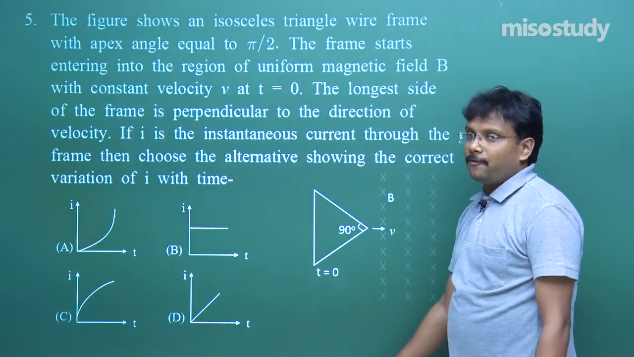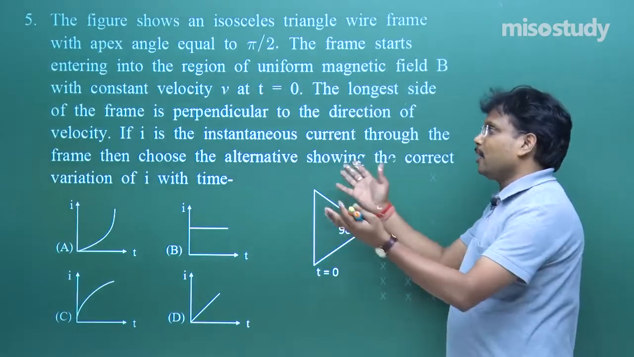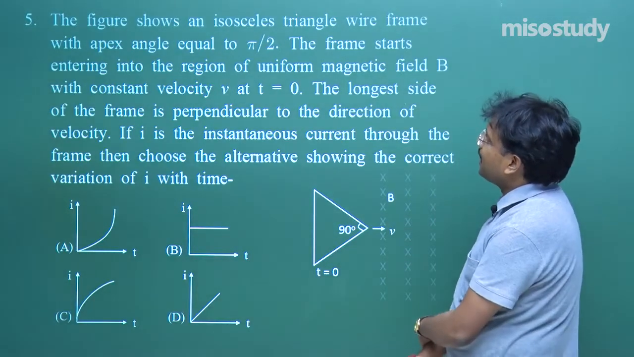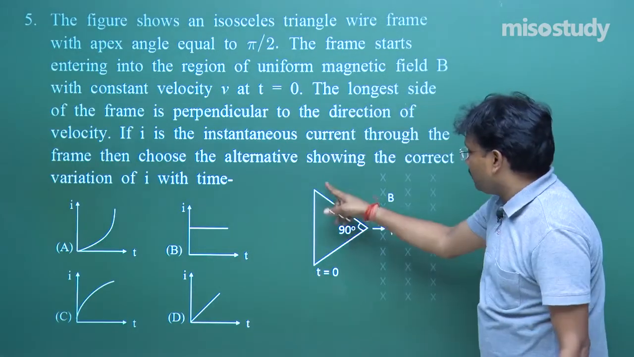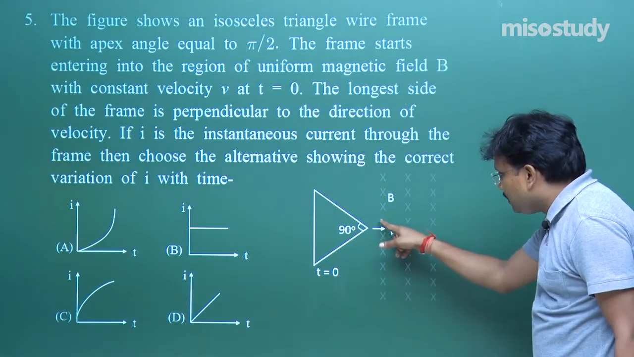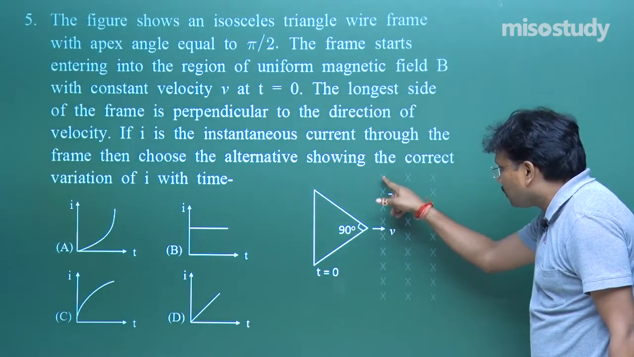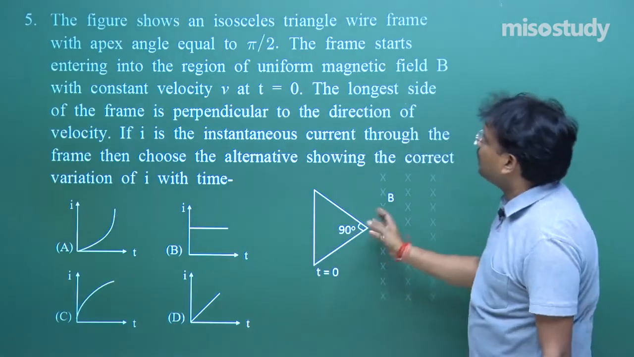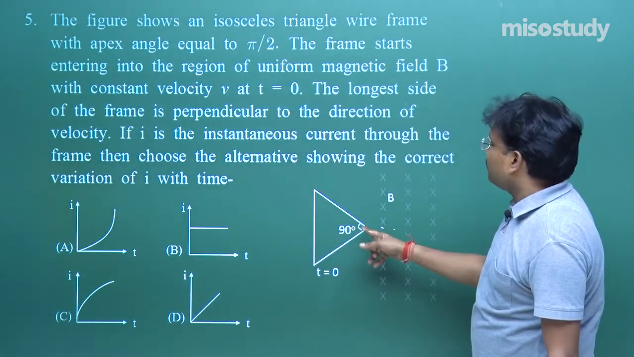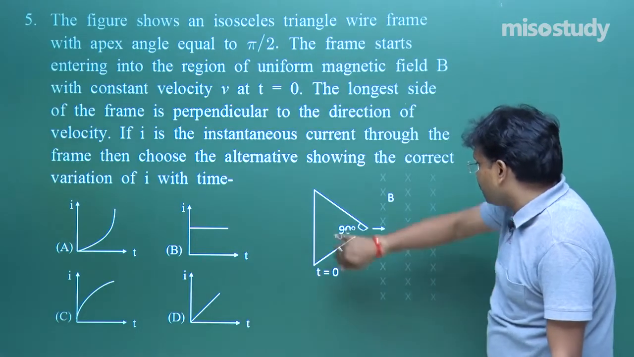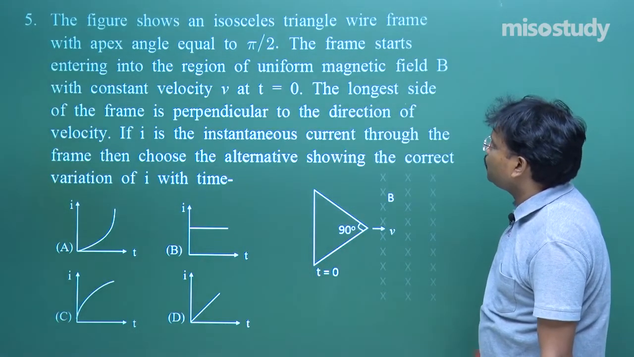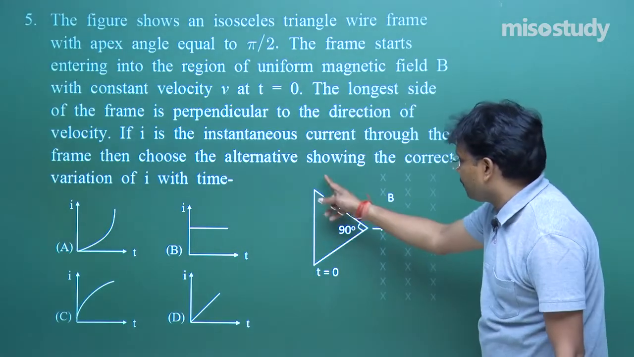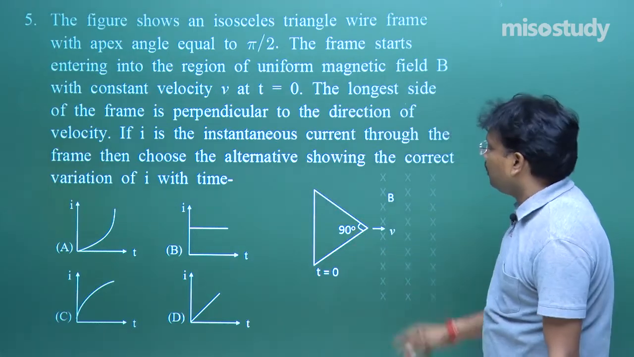This question is question number 5. You will say, oh my God, that was so big and this one is so big. Not like that. Be careful, listen carefully. The figure shows an isosceles triangular wire frame, and you can easily see this small faded cross, that is nothing but representation of the magnetic field lines. Apex angle is pi by 2. The frame starts entering with uniform velocity v. The longest side of the frame is perpendicular to the direction of velocity. This one is the longest side and this is the velocity.